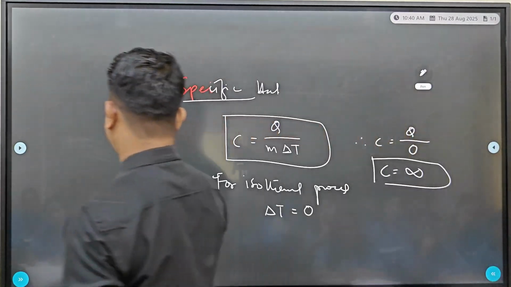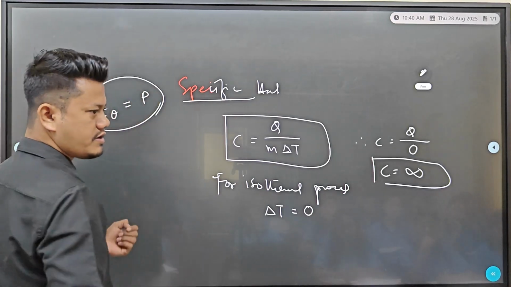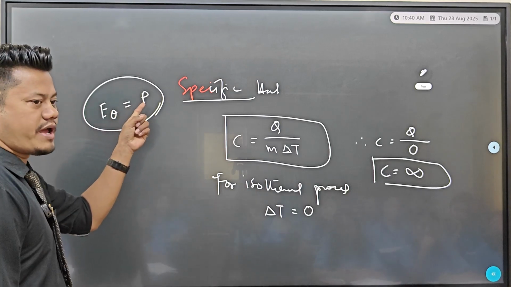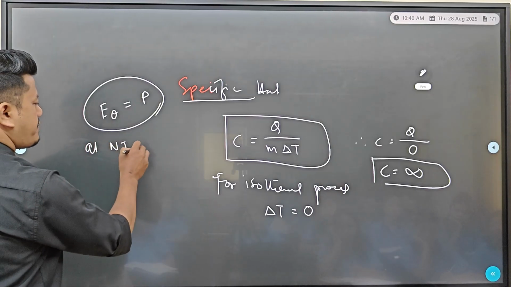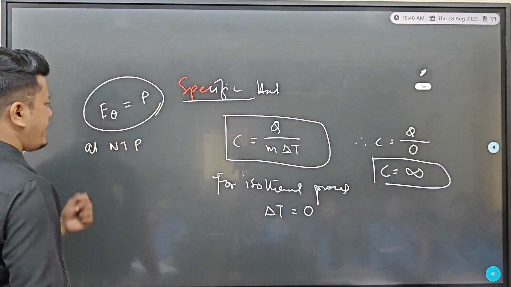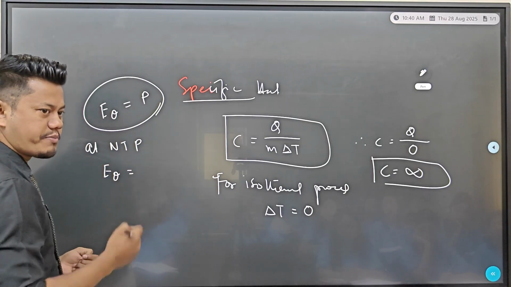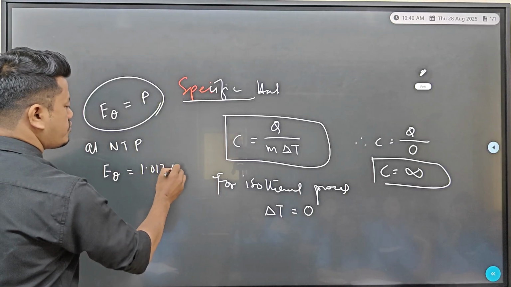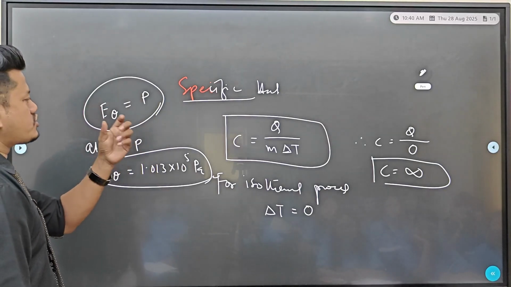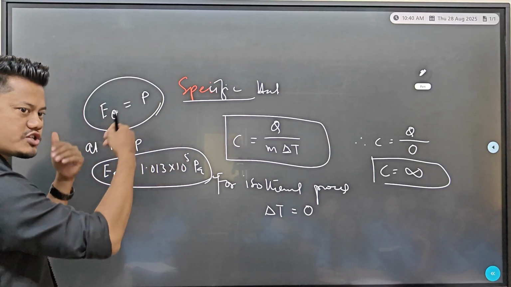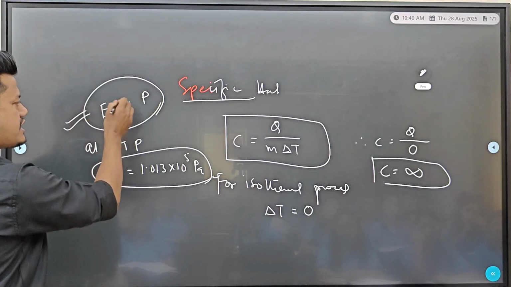Yes? And isothermal elasticity, E theta, was always the pressure P. Do you remember? Isothermal elasticity is always given by the pressure of the gas. At NTP, NTP means normal temperature and pressure, isothermal elasticity will always take the value of atmospheric pressure, which is 1.013 into 10 to the power 5 Pascal. So please keep in your mind, under the isothermal process we will be getting an elasticity value which is known as the isothermal elasticity, given by E theta.